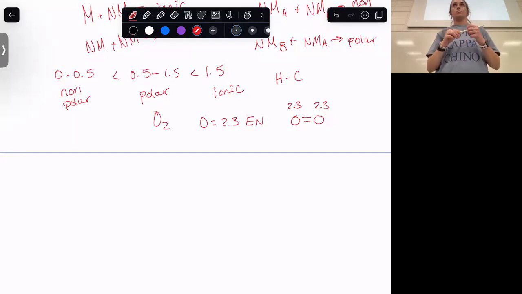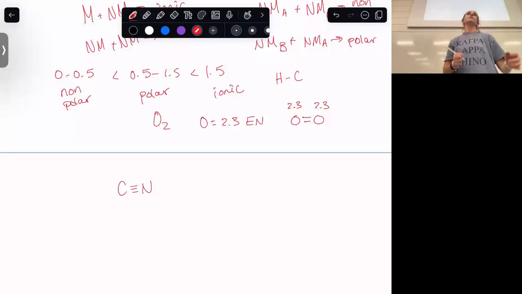What else? Does dipole-dipole only happen with polar molecules? Yes, yep. So in order to have a dipole-dipole interaction, you have to have an established dipole already. So that would be like carbon and nitrogen. Those are going to be different elements. They'll have different electronegativities. You'll have a dipole like this, so they can dipole-dipole interact with other CN molecules. Great question.